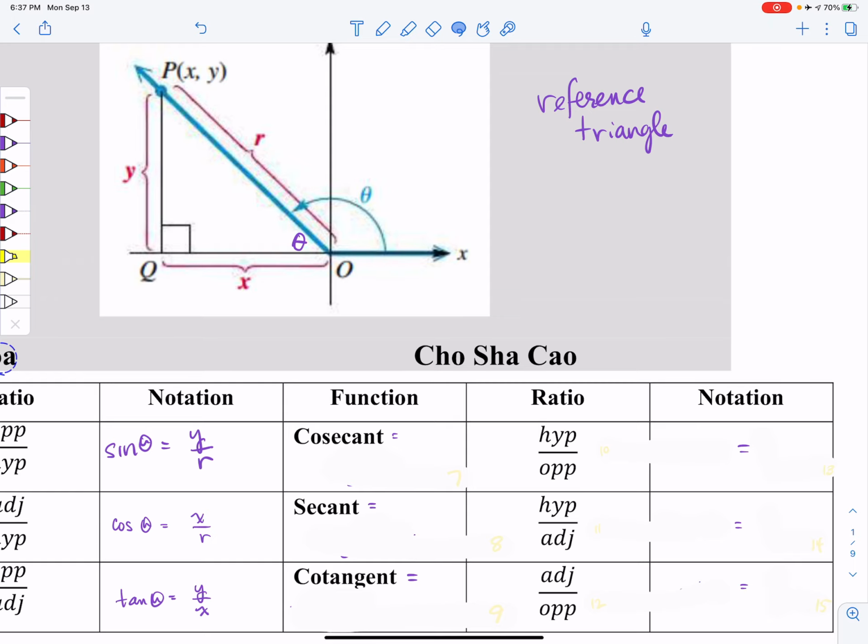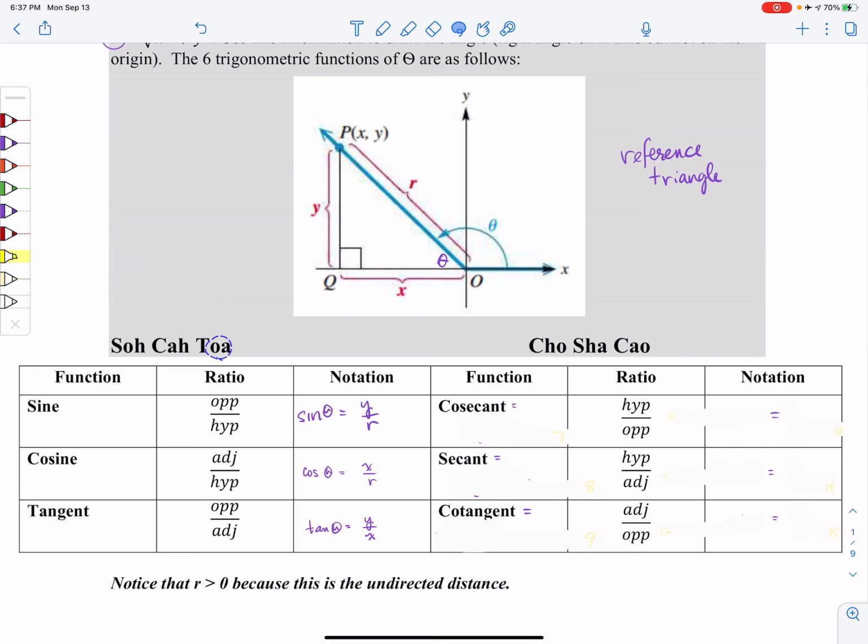Now, when we go over to the secondary trig functions, the cosecant, secant, and the cotangent, the first thing to notice is that these three are tied back to the original three. So cosecant is the same as 1 over sine, or the reciprocal of sine. Secant is going to be the reciprocal of cosine, and cotangent will be the reciprocal of tangent.